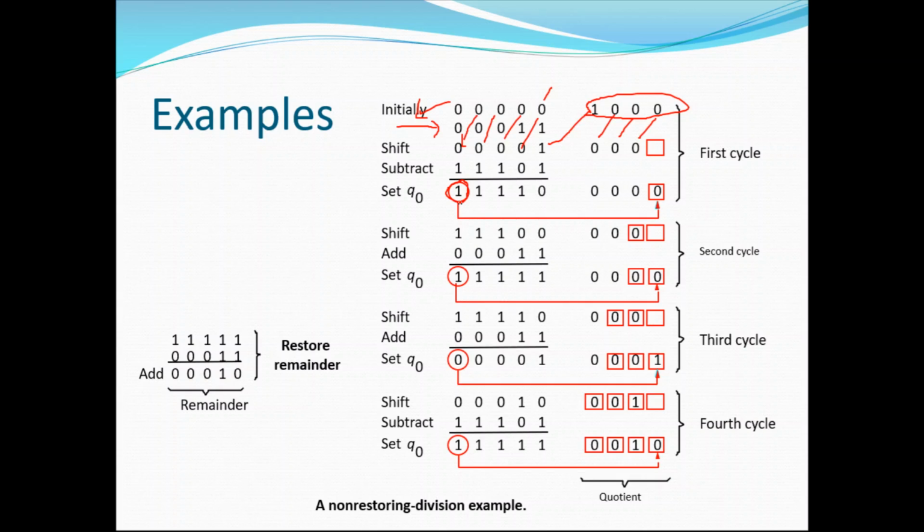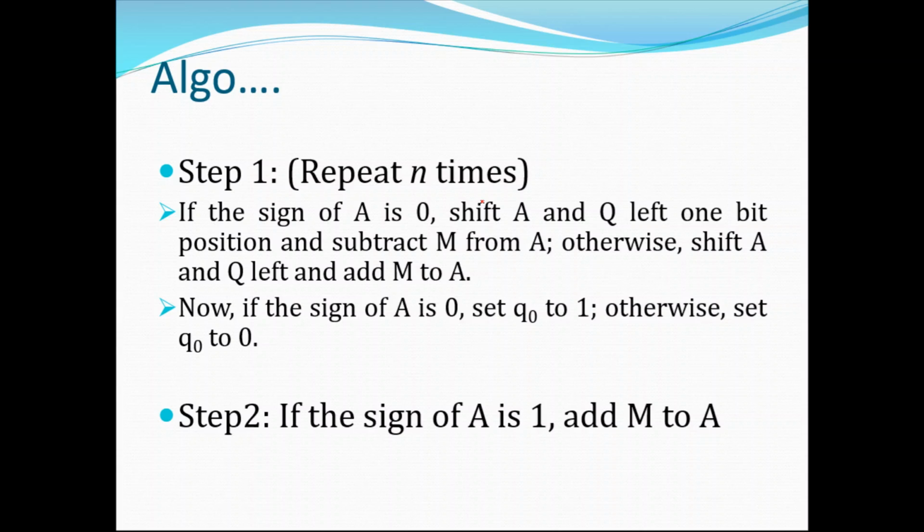Okay, if it is a negative number, then the q naught should be replaced with 0. Replace it with 0. Okay. If it is a negative number, what should we do? See the algorithm. If it is a negative number, you have to perform 2a plus m.